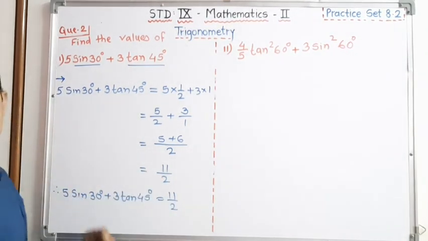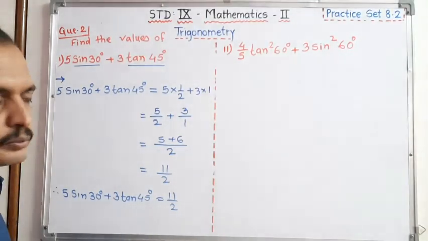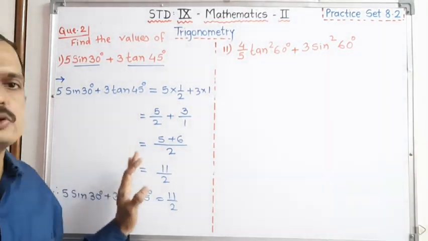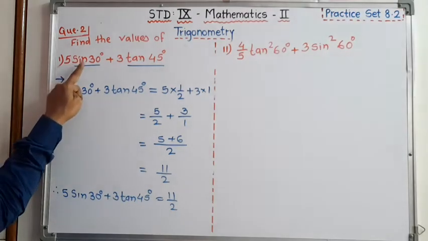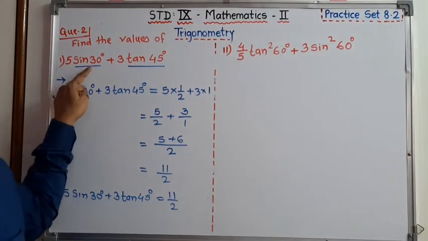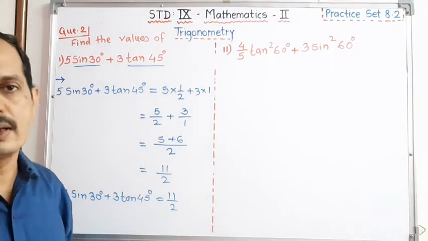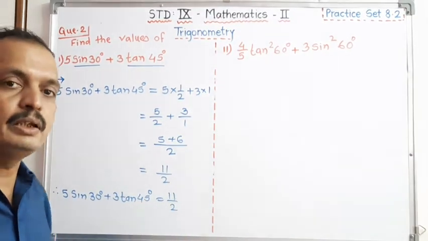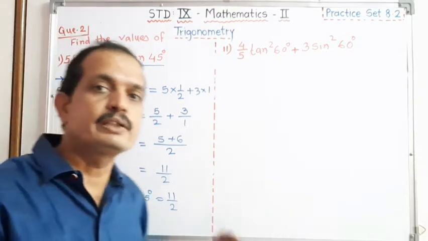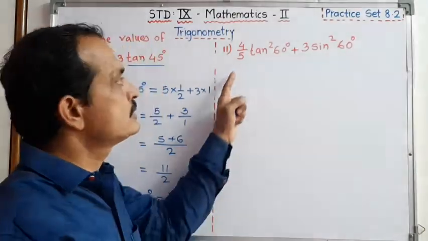Dear student, to solve such type of question, you must know the values of trigonometric ratios for different angles. For that purpose, you have to remember that table. How to make that table? I have explained it to you very easily. Now see the second sum.